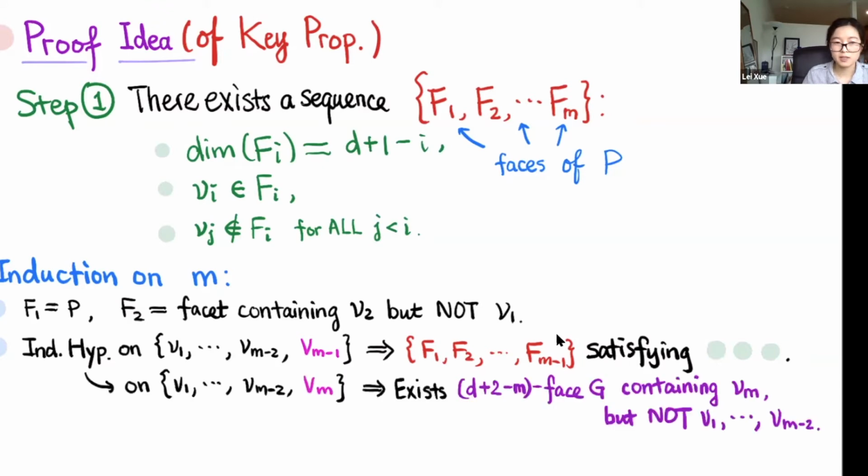But we can also apply the same inductive hypothesis on this slightly different set of vertices of the same size. And in particular, to get a possibly different sequence of faces of length m minus 1. And in particular, there will be a d plus 2 minus m dimensional face, call it G, that contains Vm, but not any of these.